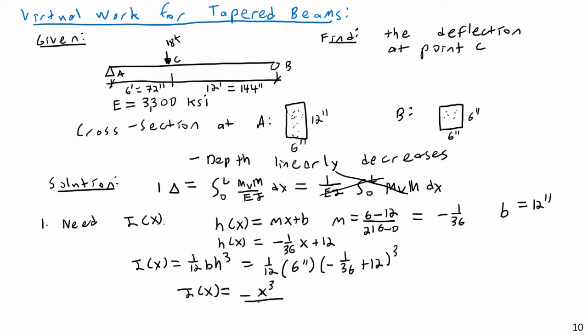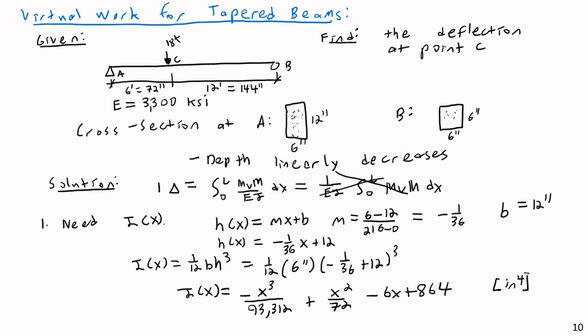It's a beast. Negative x to the third divided by 93,312 plus x squared divided by 72 minus 6x plus 864. Isn't that lovely? And so this is the moment of inertia as a function of x, and this is in inches to the fourth power.